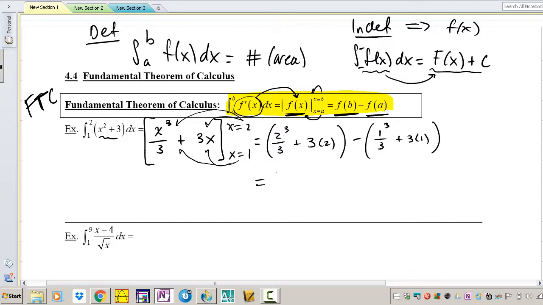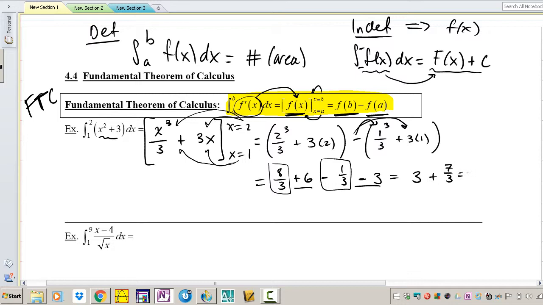So 2 to the third is 8 over 3 plus 3 times 2, which is 6. And I like to tell students, distribute already, negative and negative. If I have a positive plus positive, then when I distribute my negative, I'm going to have a minus and then a minus another term. 1 to the third is 1/3 plus 3 times 1, which is 3. And I tell my students, just combine whole numbers. 6 take away 3 is a positive 3. And 8/3 take away 1/3 will leave you with a positive 7/3.